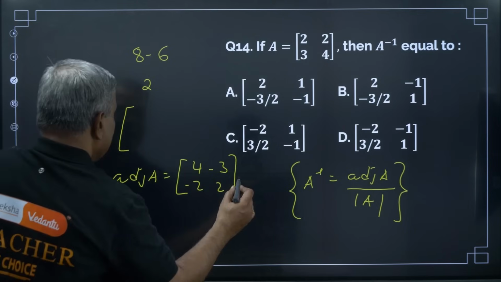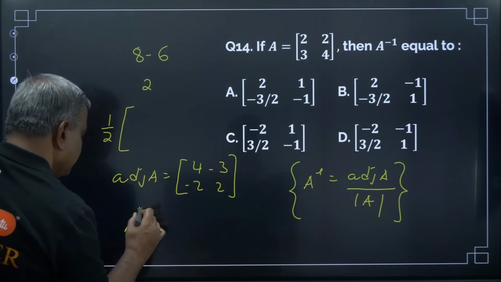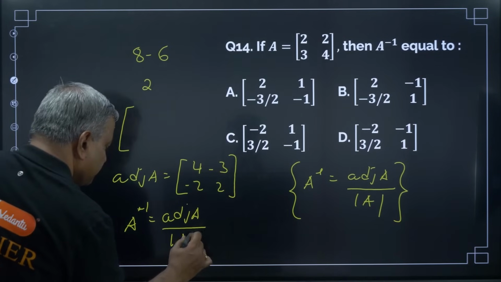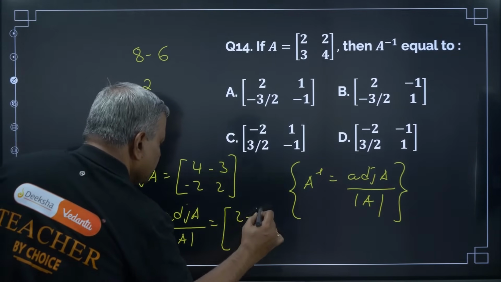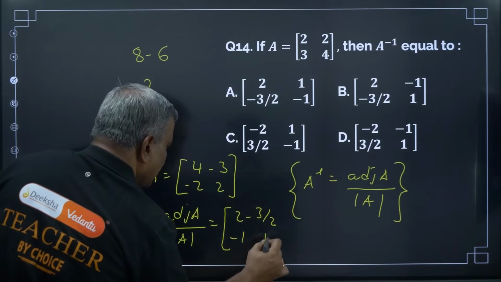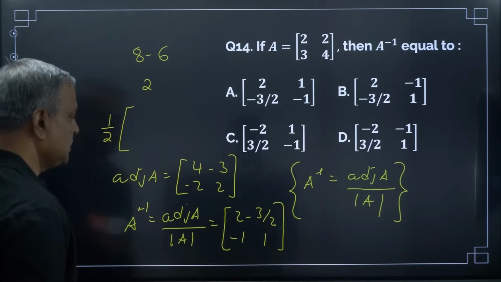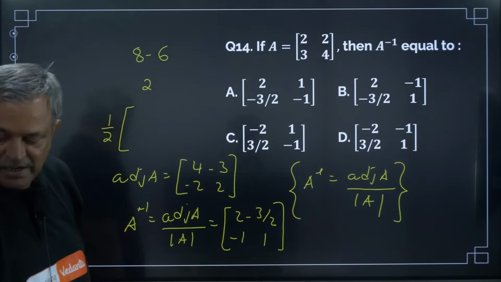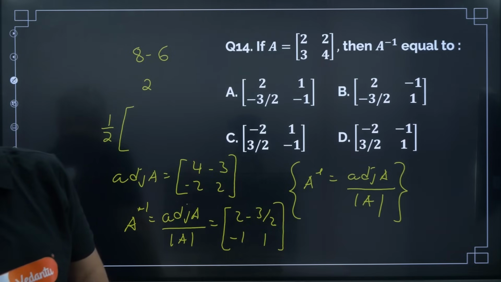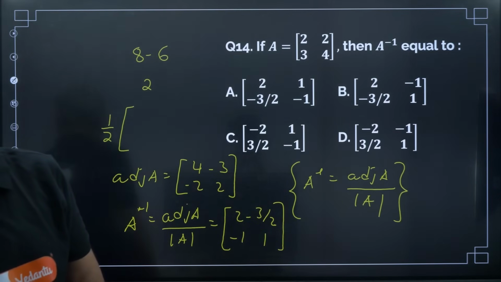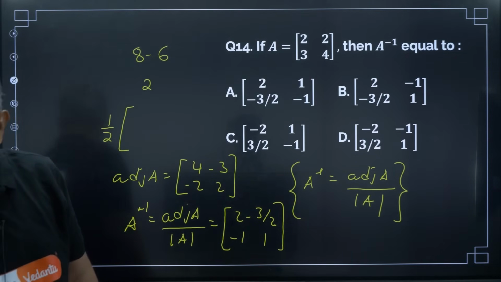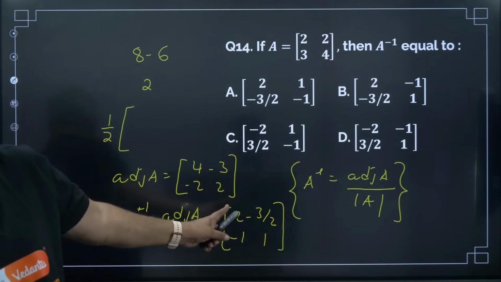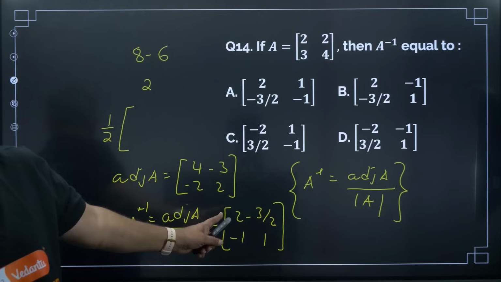Adjoint you got, divided by 1 by 2. So A inverse is equal to adjoint of A by det of A. So this will give you how much? There is a mistake, let me check. So this will give 4 comma minus 2 and minus 3 comma 2. So adjoint of A is 4 comma minus 3.